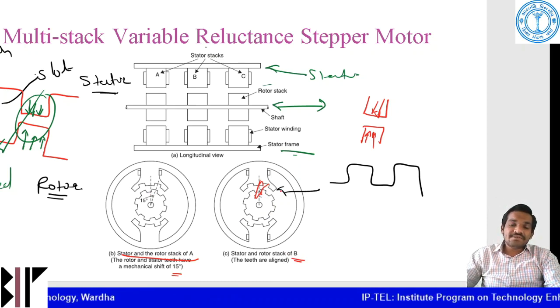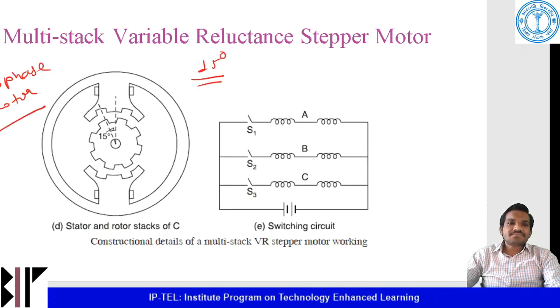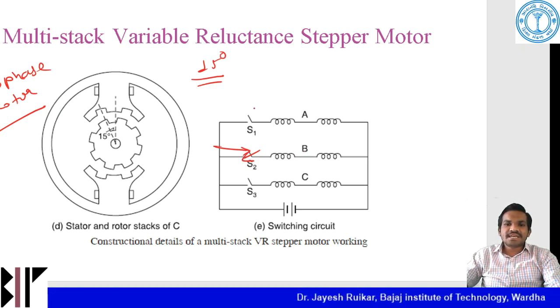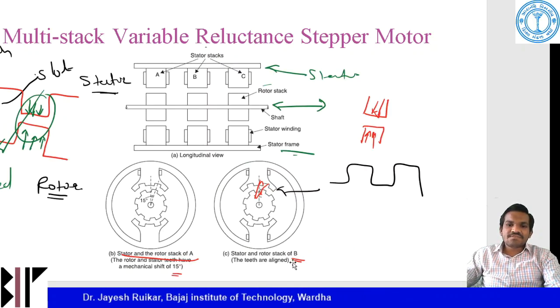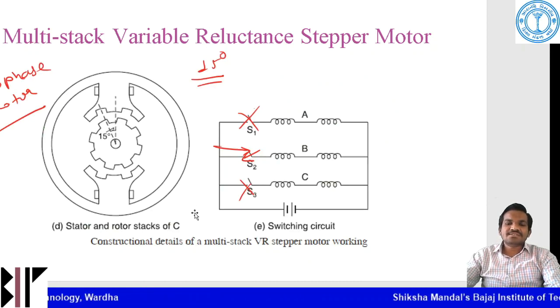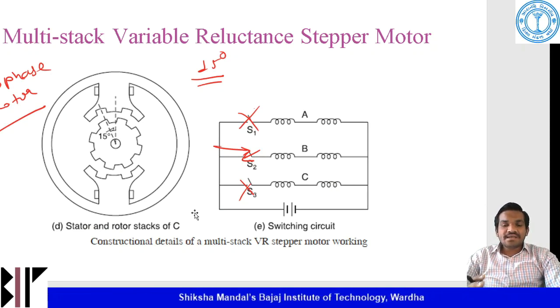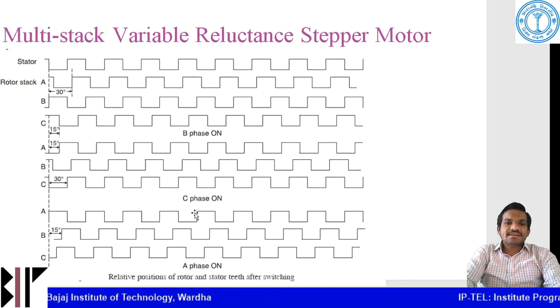And when we call it aligned, whenever we energize B, or when we close this switch S2, then this phase winding, the B phase winding, will be excited, or you can say energized, whereas S1 and S3 are not energized. In this case you can see that the stator and rotor of stack B are aligned. The others, that is the A winding and C winding, have an angular displacement of 15 to 30 degrees. So we can see it here.